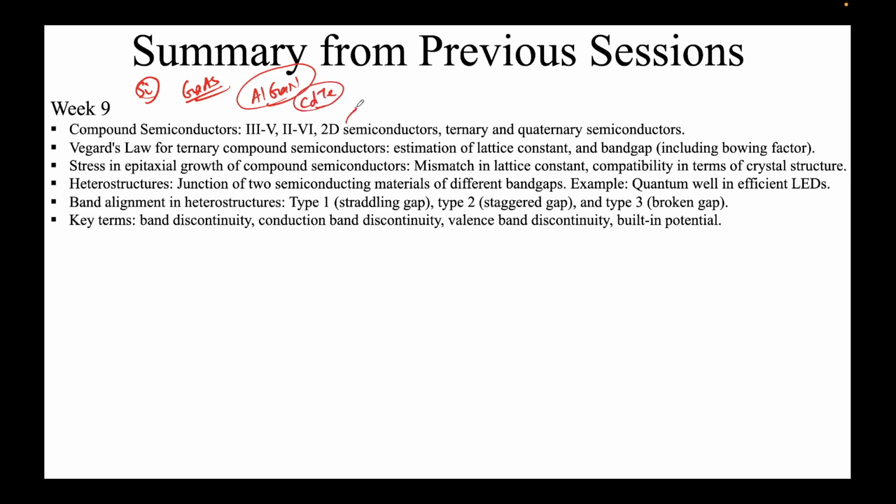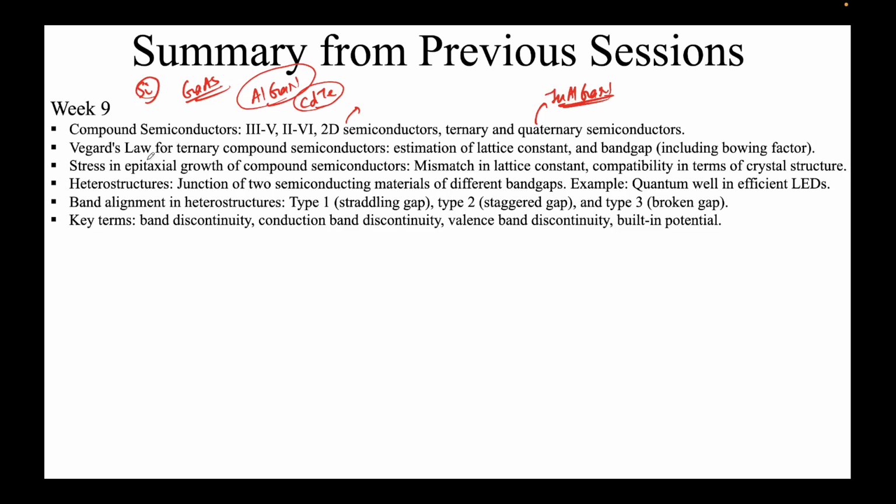2D semiconductors, like MoS2, we had talked about. And ternary means there are 3 elements, like AlGaN. Quaternary means there are 4: indium, aluminium, gallium nitride. Obviously the complexity keeps on increasing. And then how do we obtain the band gap or lattice constant of them?